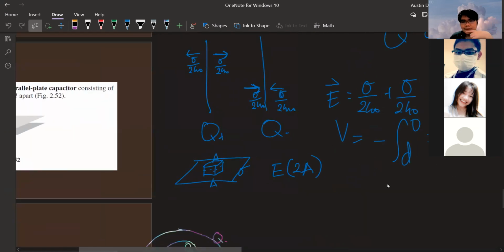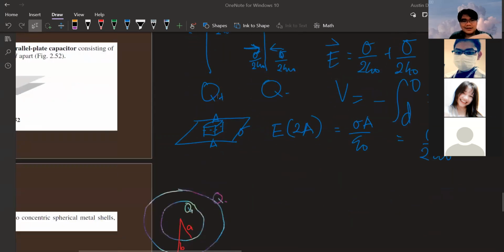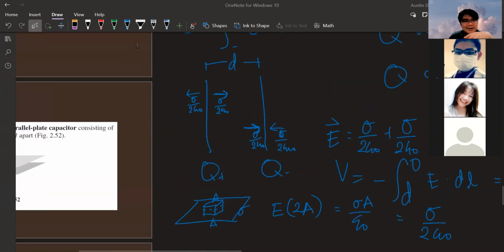Tapos total charge enclosed will be sigma A over epsilon naught. Ito ay Gauss's law lang. And then you have sigma over 2 epsilon naught. Kuha? Kuha, sir. Okay. So double check natin para parang hindi tayo scam.